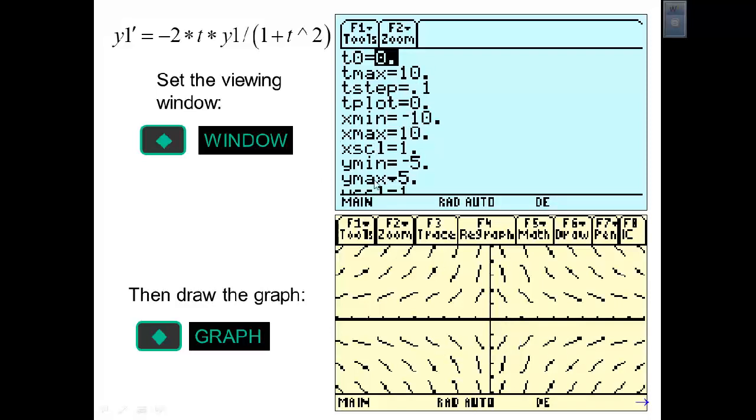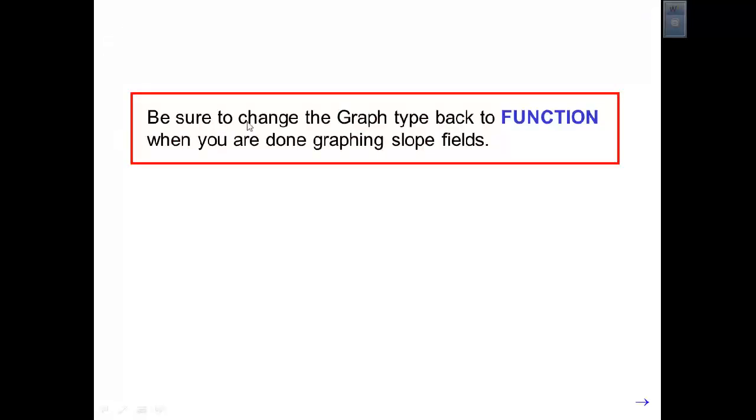Your X-min, X-max, that is literally just the same way we've always looked at it. That is the dimensions of the graph. X-min, X-max, Y-max, Y-min, etc. And it'll show you all the dimensions here, and it shows you all the little slopes. Now, be sure that when you go out of that and you're not graphing differential equations and slope fields anymore, change your graph type back to function.